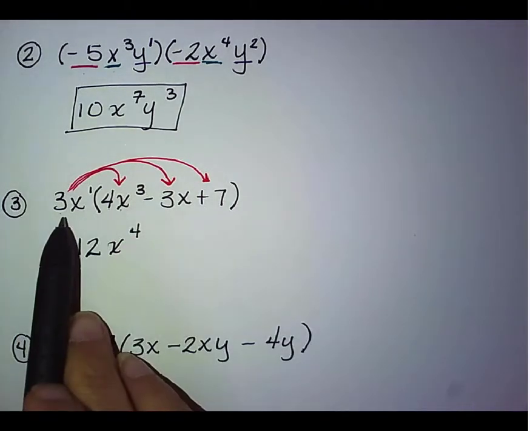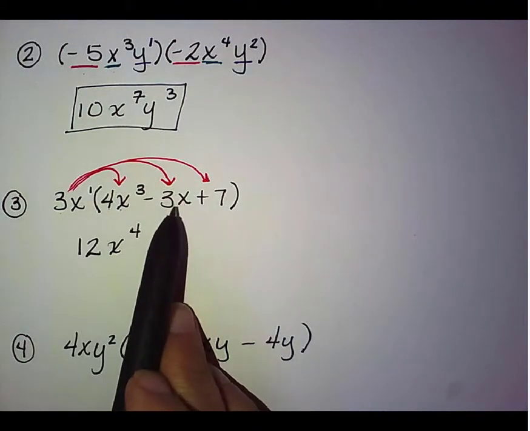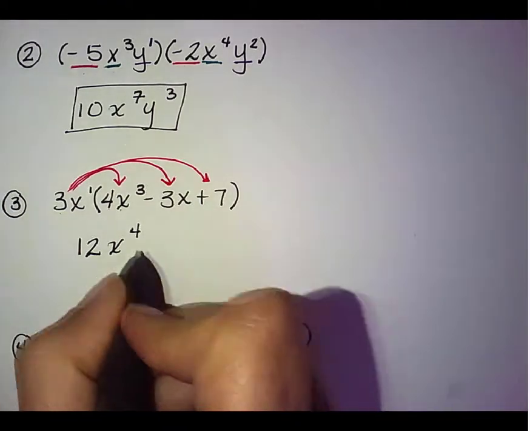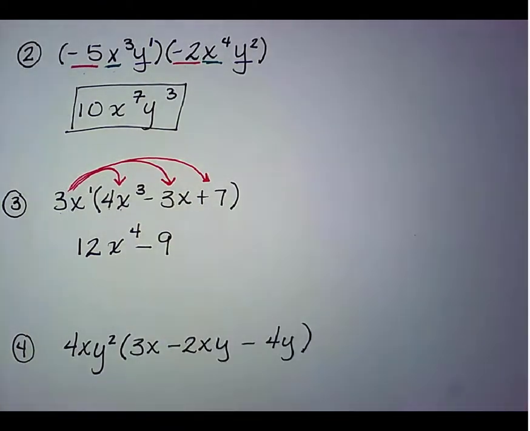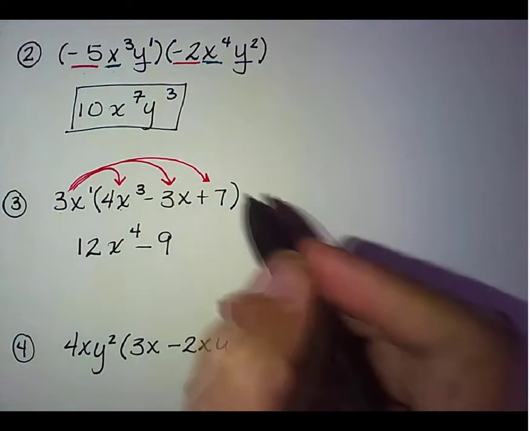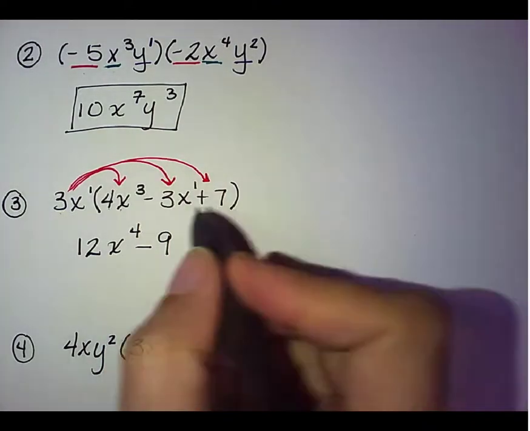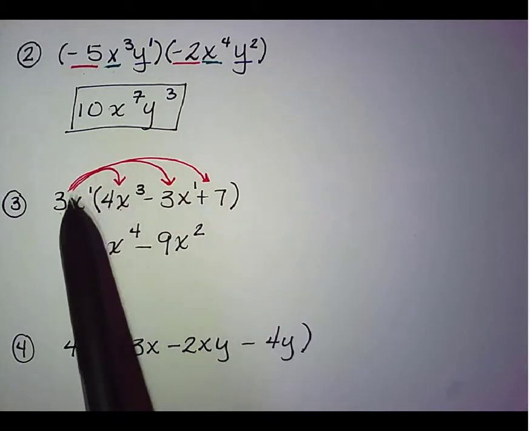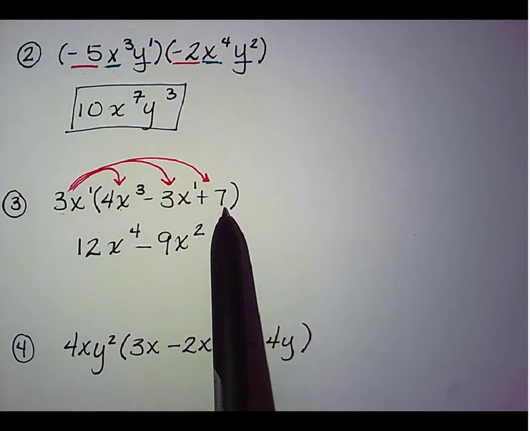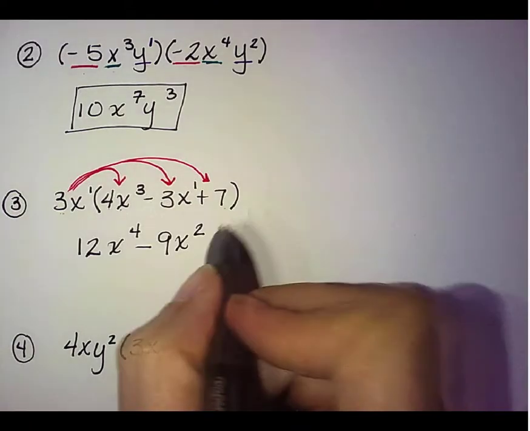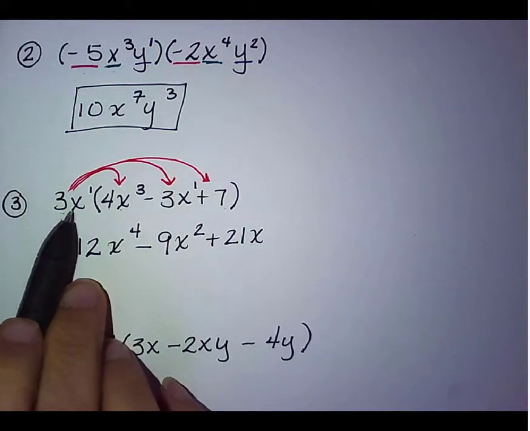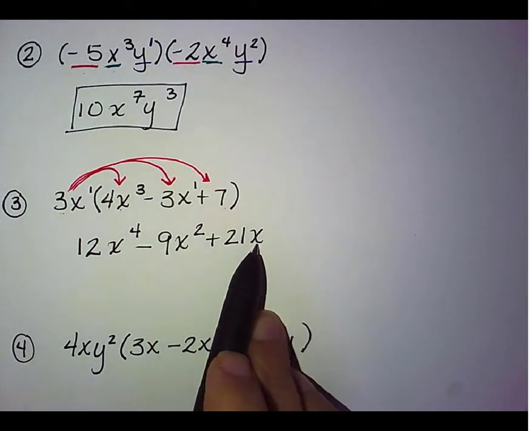We do the same thing with our next one. We've got 3x times -3x. So we would do 3 times -3, which would be -9. And then x times x, again, if you need to, you can place a 1 there, so that'd be 1 plus 1, which would give us x squared. Then the last one would be 3x times 7. So we do 3 times 7, which would give us a positive 21. And we still have the x because we have that x on our 3x. So this last one would be 21x.